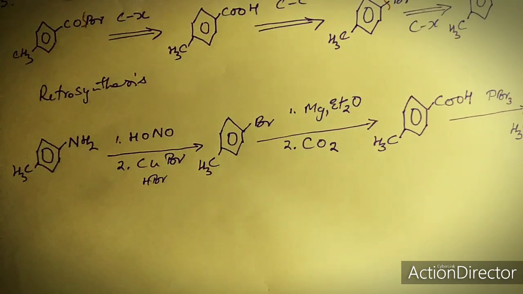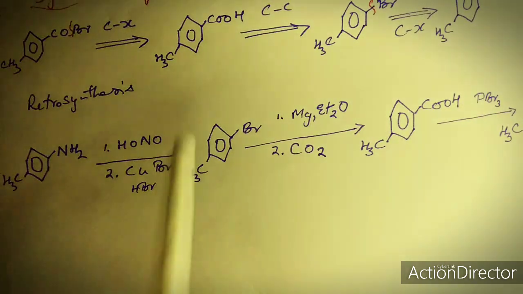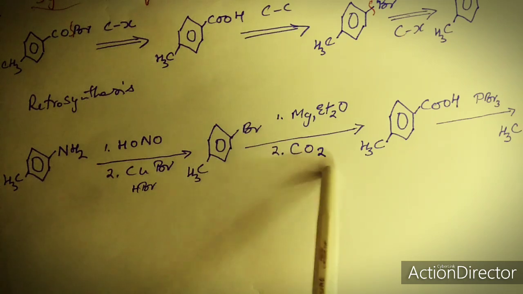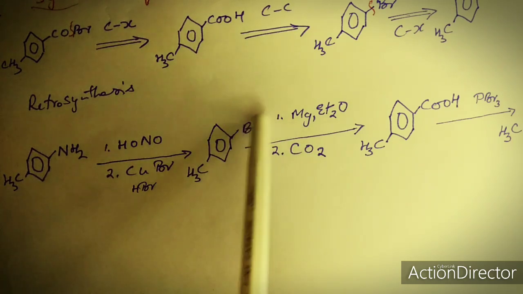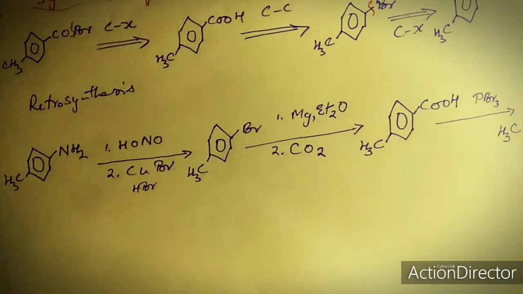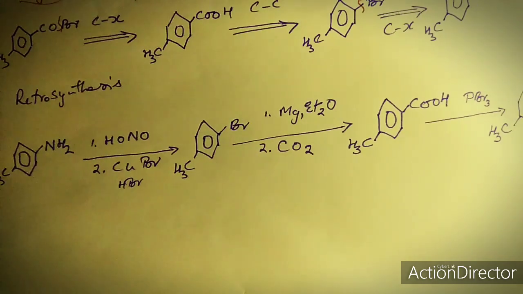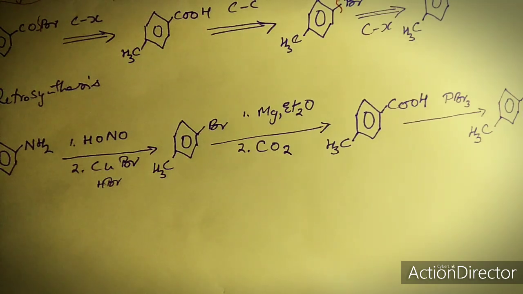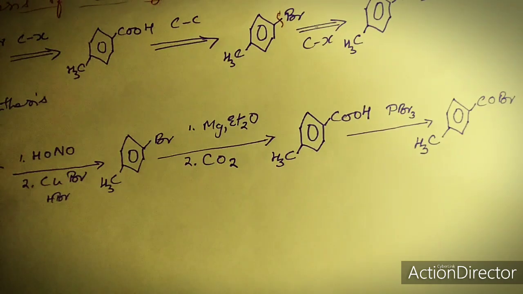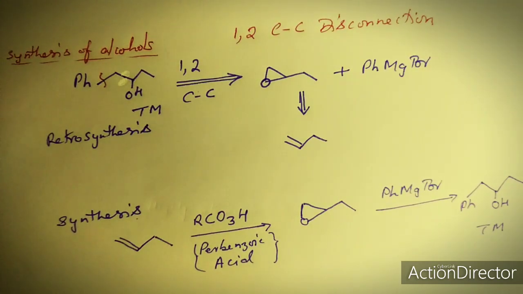And now, because this will be forming the Grignard reagent, remember, don't confuse this and this. This will be C6H5MgBr. The Grignard reagent with CO2 gives the acid. And now this acid, on reaction with PBr3, gives us the acid halide, that is COBr, our target molecule.